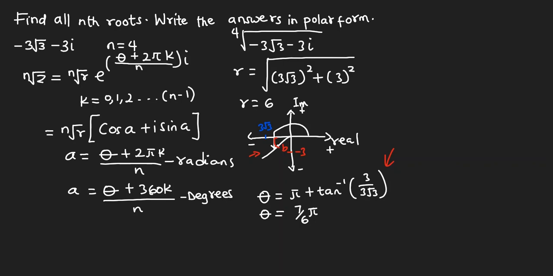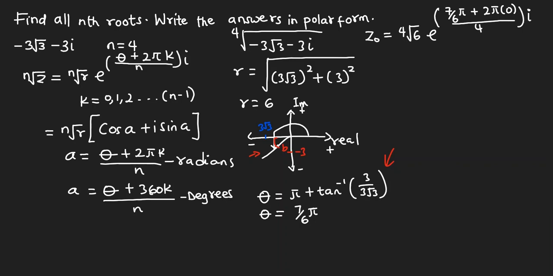Okay, so for the first root, we're going to have k equal to 0, right? So we're going to have z0, and this will be equal to the fourth root of 6 multiplying e to the power of theta, which is now 7 over 6 pi, plus 2 pi multiplying k, and k is 0 in this case. All this will be divided by n, which is 4. And then I'll have my i here.